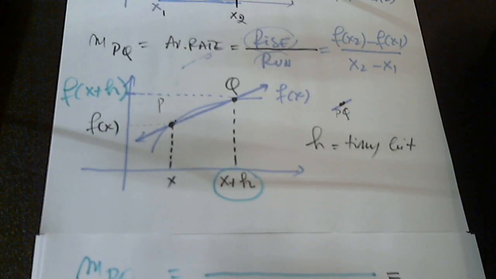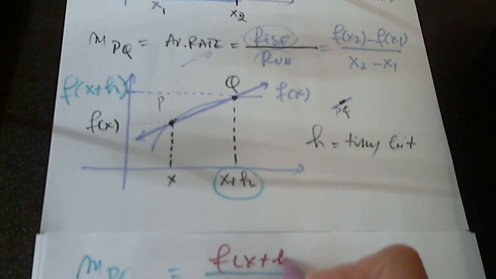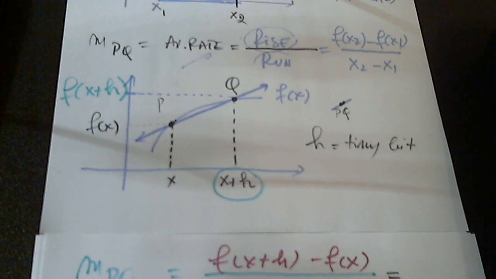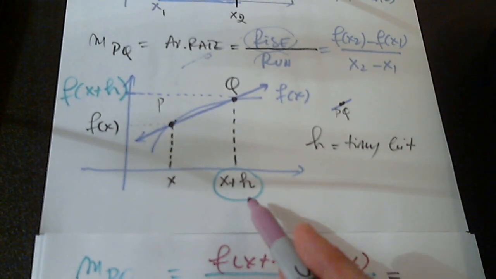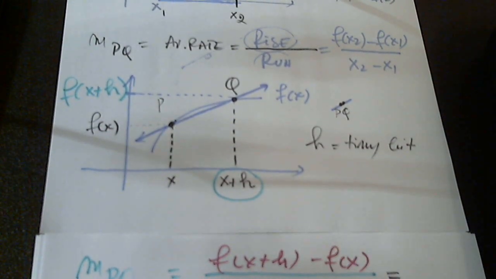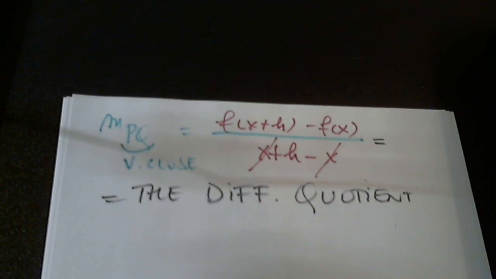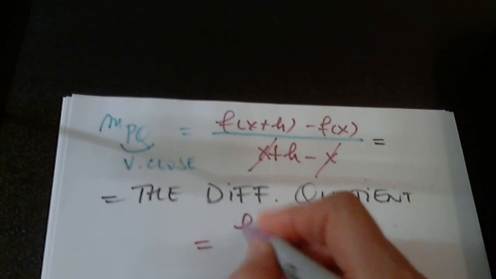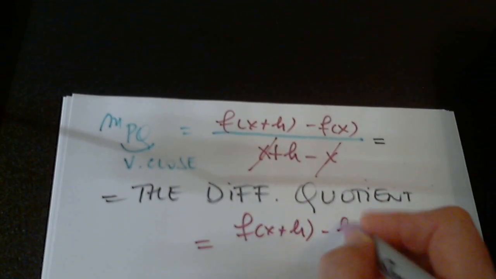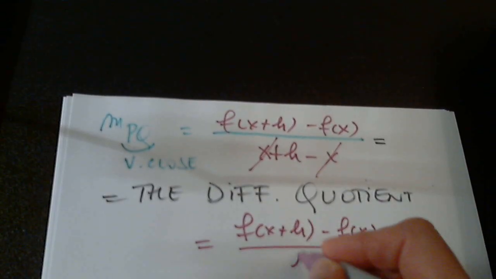f of x plus h minus f of x over x plus h minus x. This is it. Of course, I'm going to simplify these two because x minus x is 0. So the difference quotient, the formula for the difference quotient to be remembered forever, is f of x plus h minus f of x divided by h.